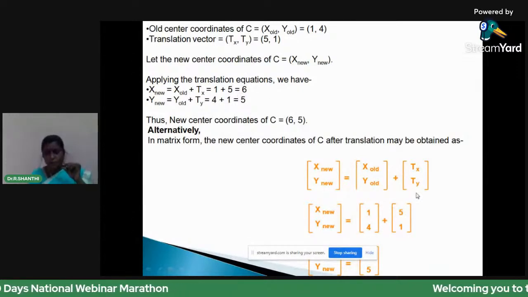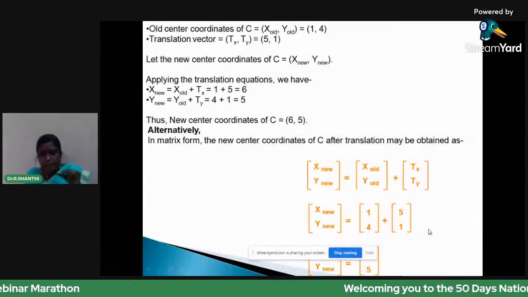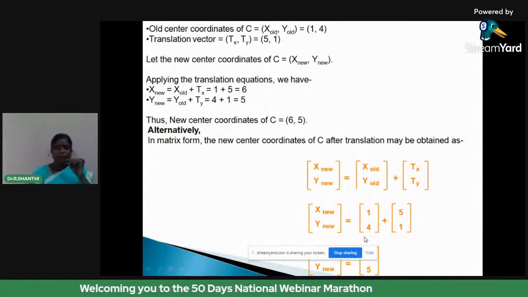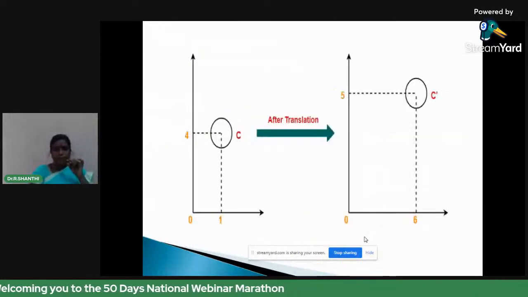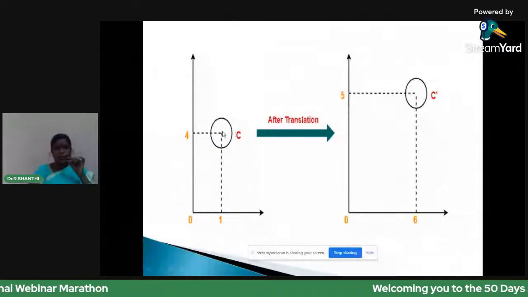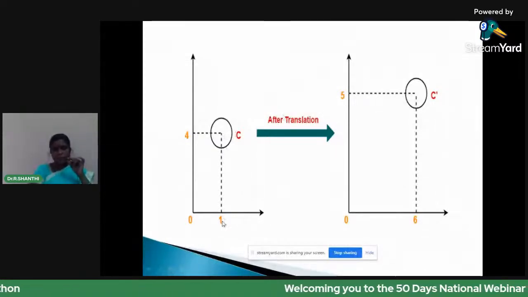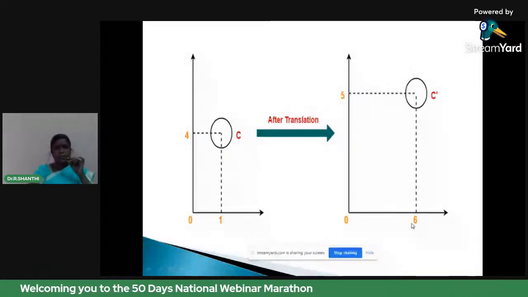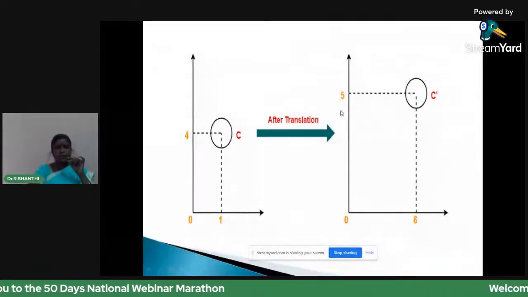This is what we do in the matrix representation. See here, x value: old plus translation factor. So the result we got is 6 comma 5. This is the representation. Here you have the object. Previously x was 1 and y was 4. After the translation, my object has been moved to 6 here and 5 over here.